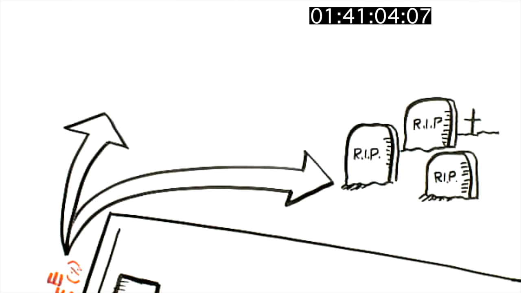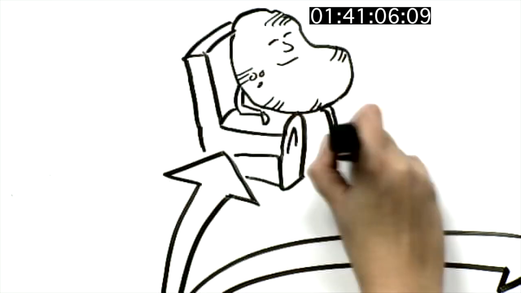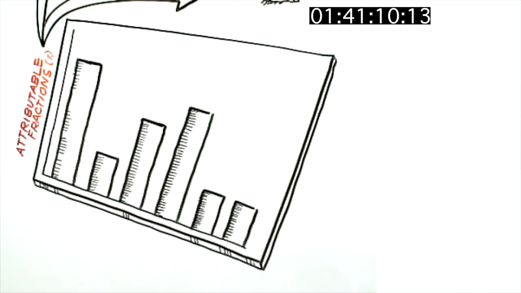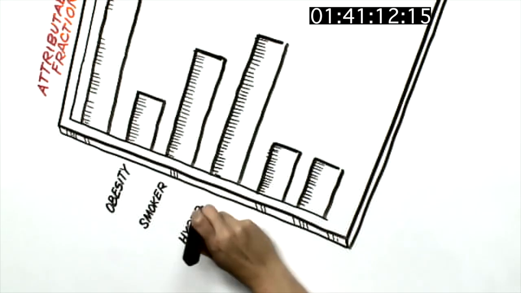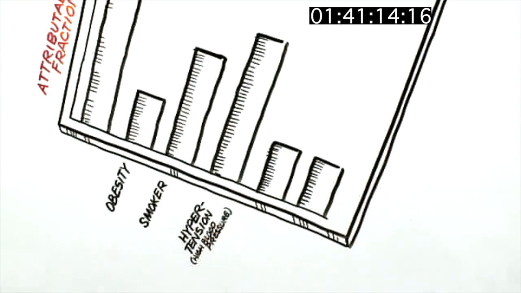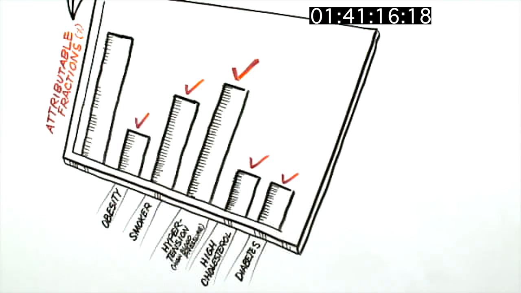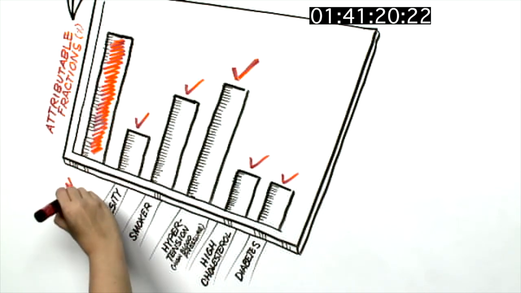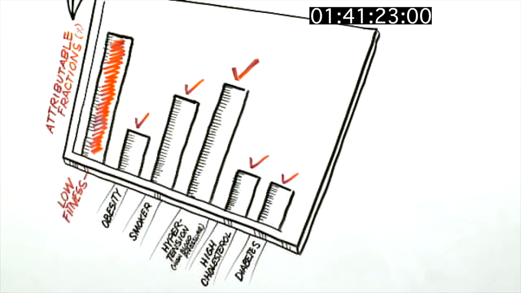So for example, turning a smoker into a non-smoker or a couch potato into a daily walker. And along the bottom is the typical risk factors. You can see the hypertension is incredibly important and so on and so forth. But the one that kind of applied the most risk was this sort of mysterious CRF, which is cardiorespiratory fitness, which is really low fitness.